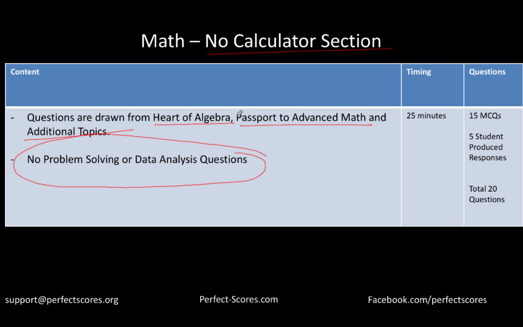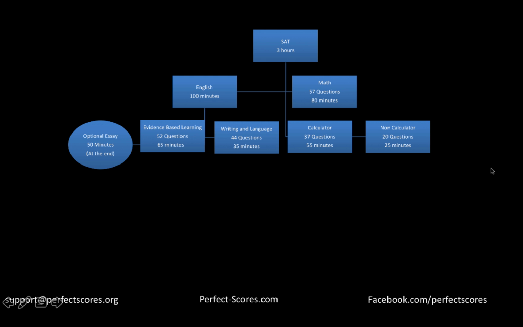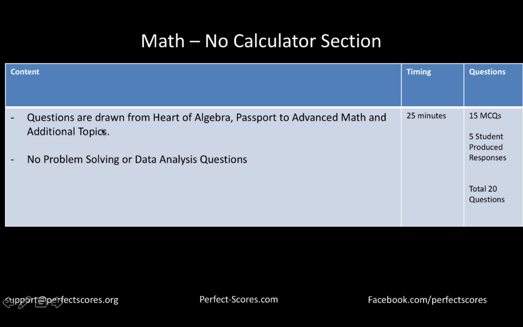That's a relief. We'll be discussing what is Heart of Algebra, what is Passport to Advanced Math, and what is additional topics. Right now, you can just make notes that the no calculator section will not get questions from problem solving or data analysis. Again, you get 25 minutes for this, and you get a total of 20 questions. Out of those 20 questions, you're going to get 5 student produced responses, that is 5 grid-in questions, wherein you're supposed to input your own answer, and you will be getting 15 multiple choice questions. So you get 4 answer options, and you're supposed to pick one out of them. Fine. So that's pretty standard.